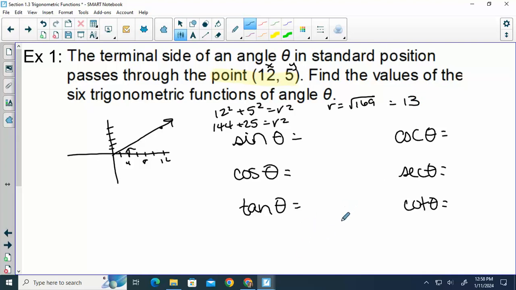So now we're just going to do all of our ratios in lowest terms. So sine, what's the definition of sine? Y over r. So that would be 5 over 13. And if you know sine, we automatically know cosecant because it just flips. So cosecant is 13 over 5.